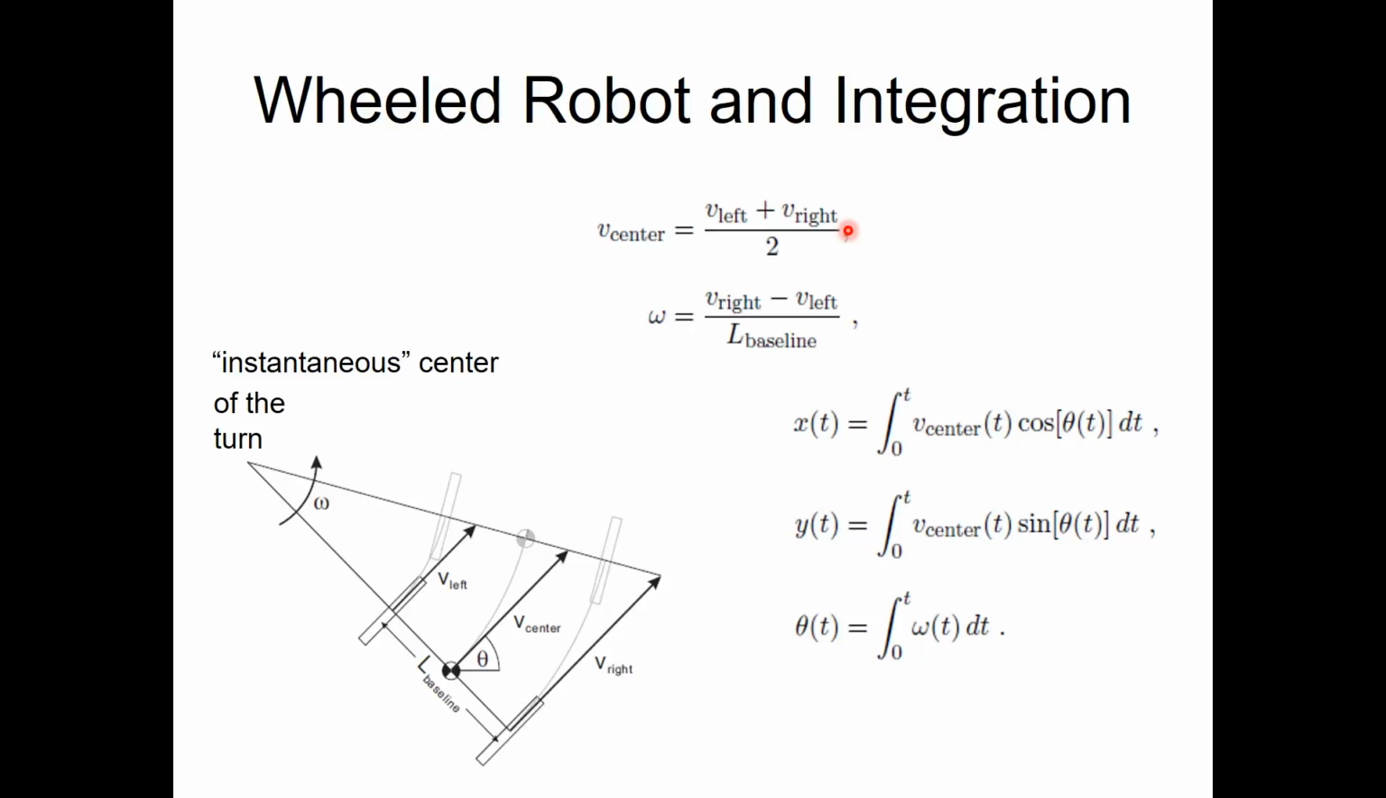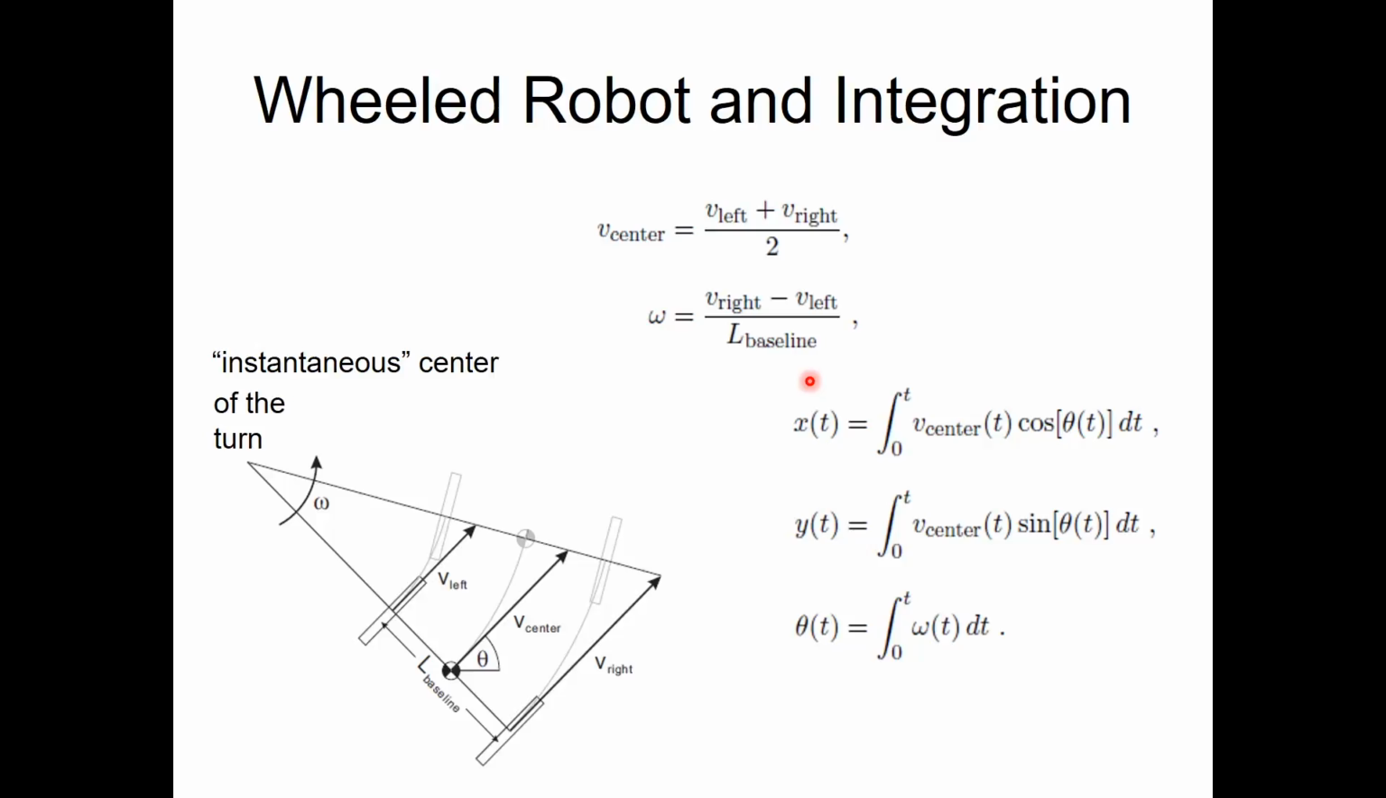But we also need to know at any given time the rate of rotation about some instantaneous center about which we might be turning. So if there's a difference between the velocity of the right wheel and the velocity of the left wheel, and those two wheels are not slipping against the ground, we can infer that there is a rotation about an instantaneous center, and that that rate of rotation is related to the difference between those velocities and the length of the baseline.